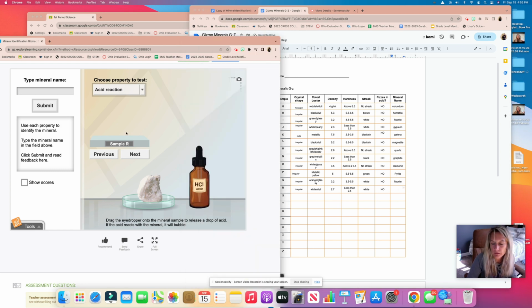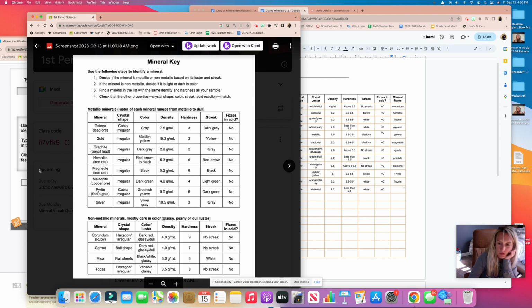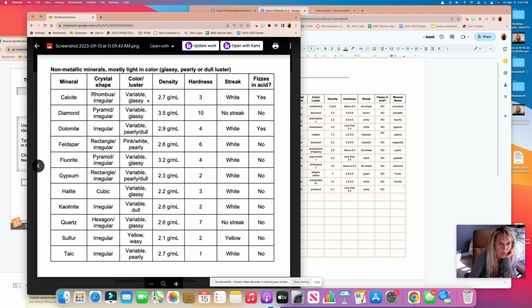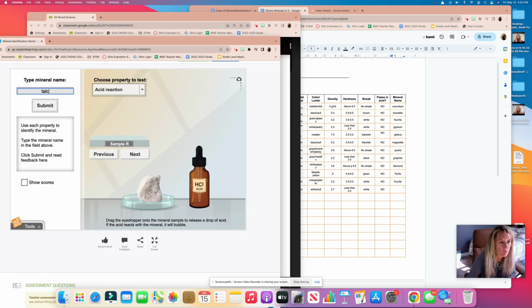All right, let's take a look at the properties. First we're going to look for a 2.7. Nothing. Here's one, calcite. Talc. We already did calcite, and we know that calcite does react in acid, and this one doesn't. So the other one would be talc. It is irregular, pearly, kind of dullish, very soft because we know it had to be less than 2.5. So a 1 is definitely there. Streaked white and did not react. Let's try talc. All right, it is talc.